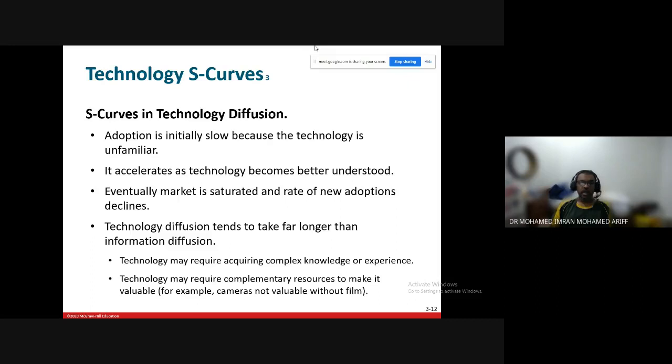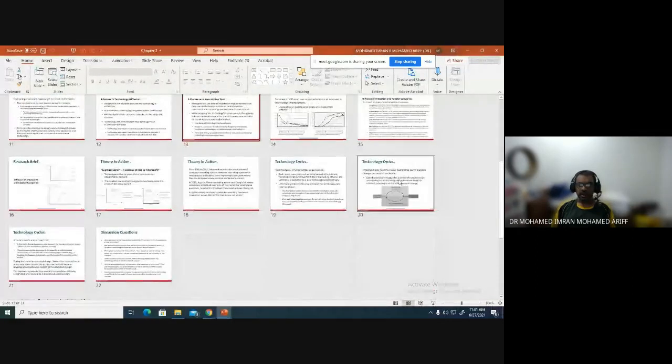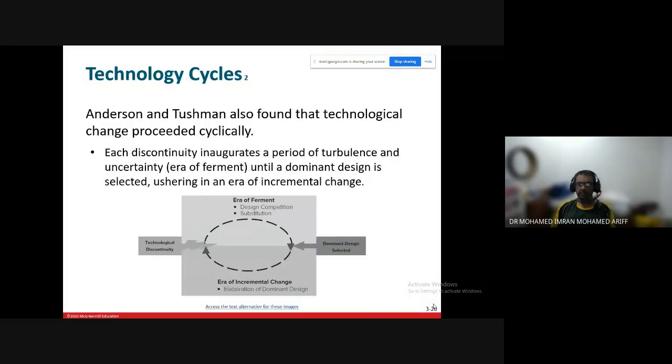Okay. S-curve, this you can read, all these are some S-curves. What I need you to look at is this one here. Okay. So, Anderson and Tushman also found that technology change proceeds cyclically. What it means here is when technology discontinues, between the continuation and a new one, it goes through, okay, macam ni lah.